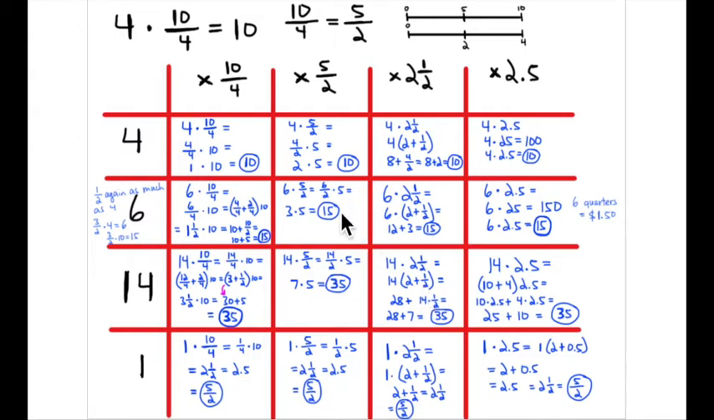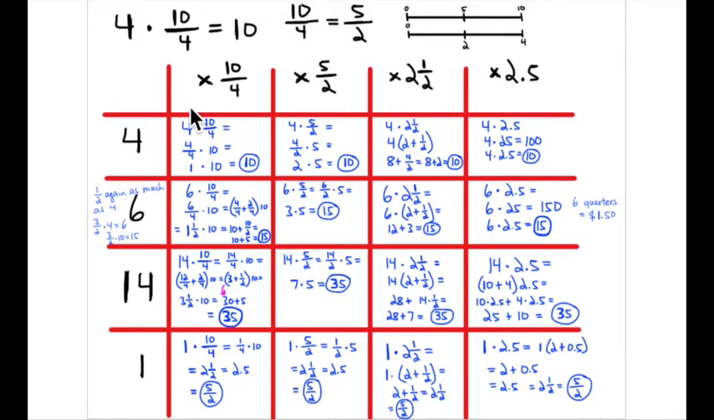So the first one. First of all, up here, 4 times 10/4 equals 10. So this is the constant of proportionality. You can draw a little double number line here to prove to yourselves that 10/4 is in fact equal to 5/2. Half of 10 is 5, half of 4 is 2. So 10/4 equals 5/2. 2 times 5 is 10. 2 times 2 is 4.